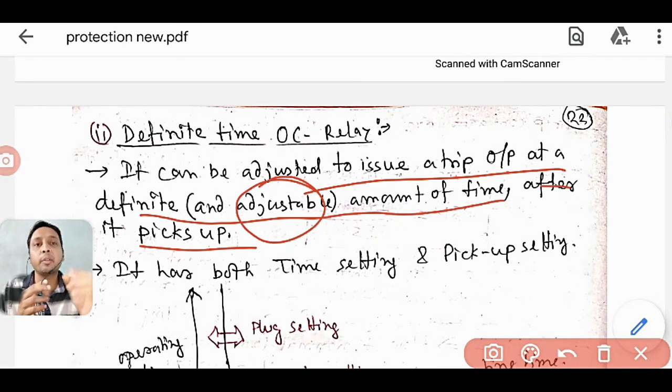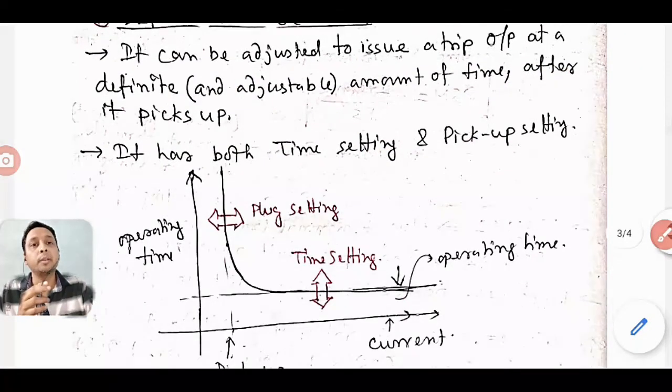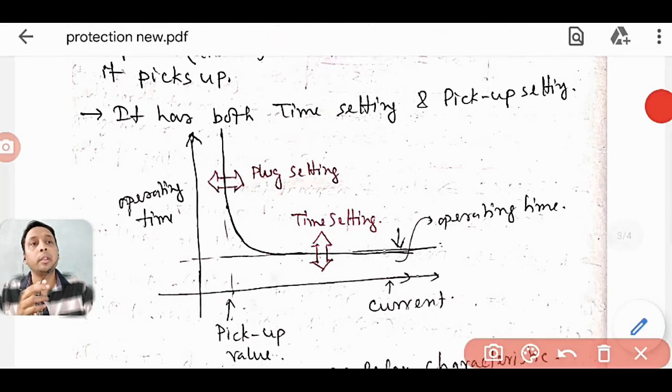Once it picks up, it will take some time, and you will give that time setting. After that fixed time, it will be fixed every time, whatever the current is. Up to that time, it will not trip. So it has both a time setting and a pickup setting. So you can see the characteristics here.